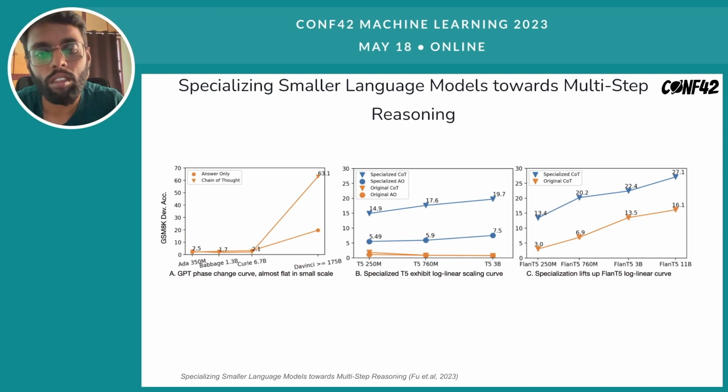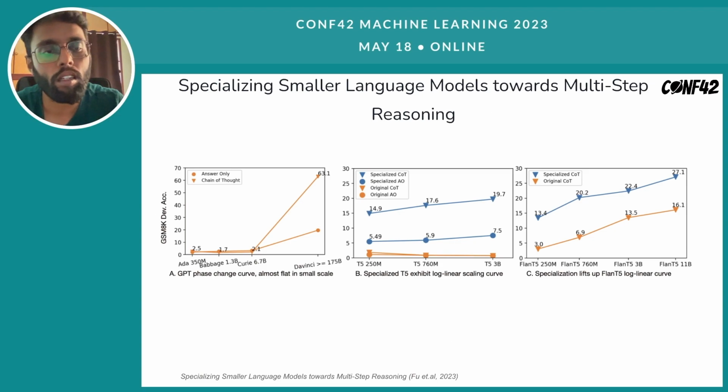250 million, 760 million, and 3 billion. So they tried two different variations. One is fine tuning only on answers, and then fine tuning on both answers and chain of thought steps. They found that fine tuning on chain of thought and answers gives better accuracy, as the model also tries to understand the rationale of the answers, and we could see the improvement here.